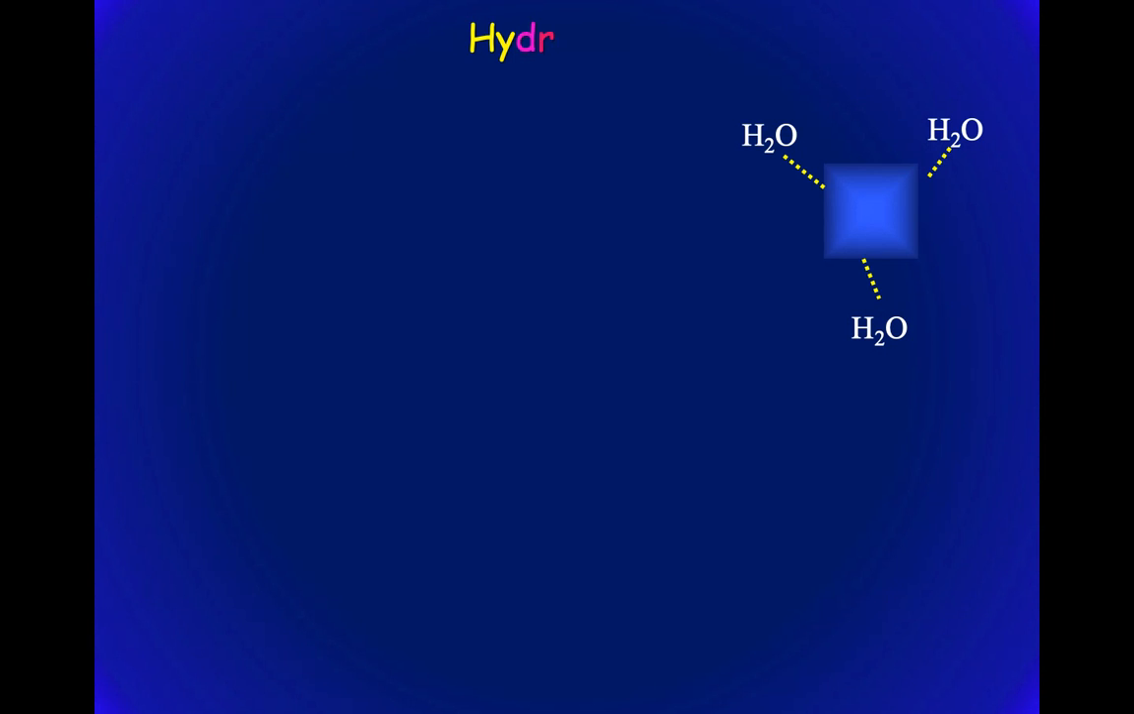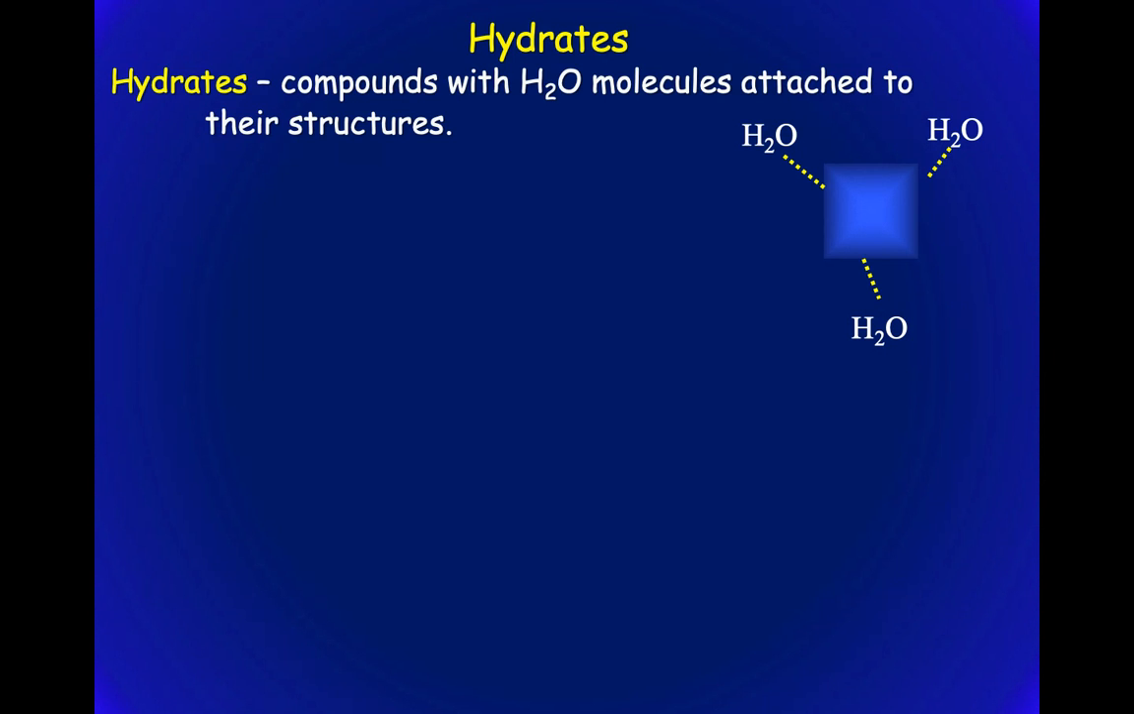So what is a hydrate? Hydrates are special types of compounds. Typically they're ionic compounds that have water molecules attached to their structures. If you think of this as a crystal, you can see there's a certain number of water molecules attached to it. They're attracted to it by an attractive force. It's not a true bond; it's an attractive force. And there's a certain number of them attached to every amount of this substance.